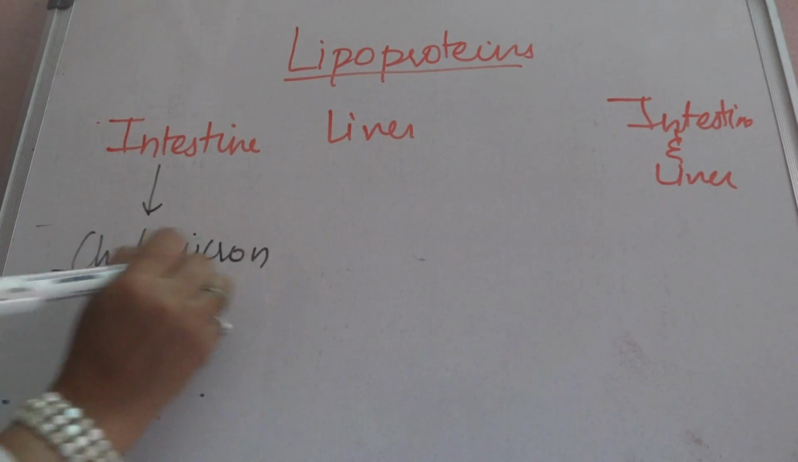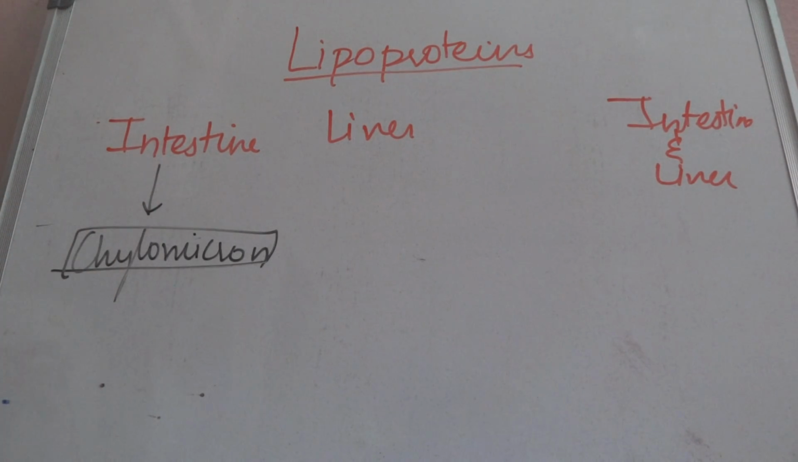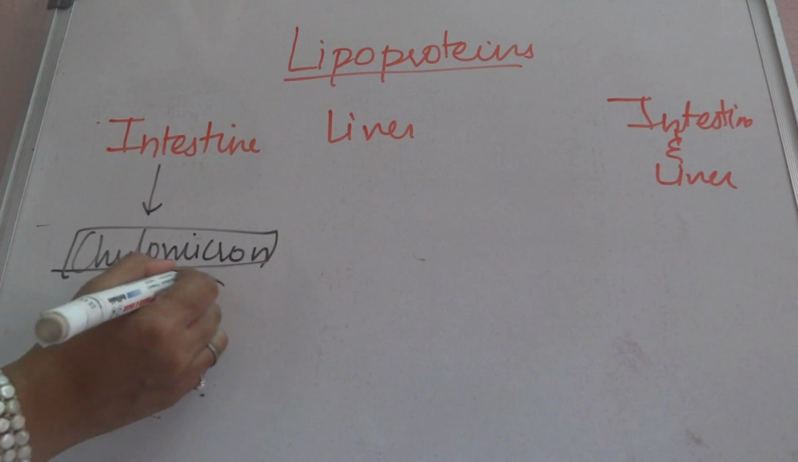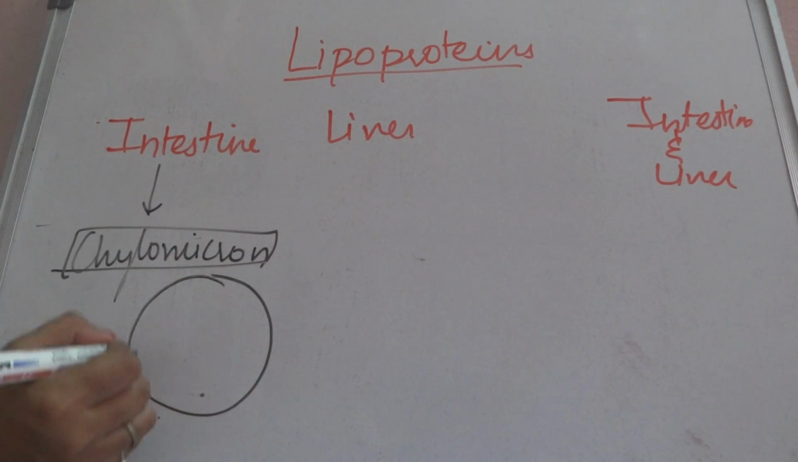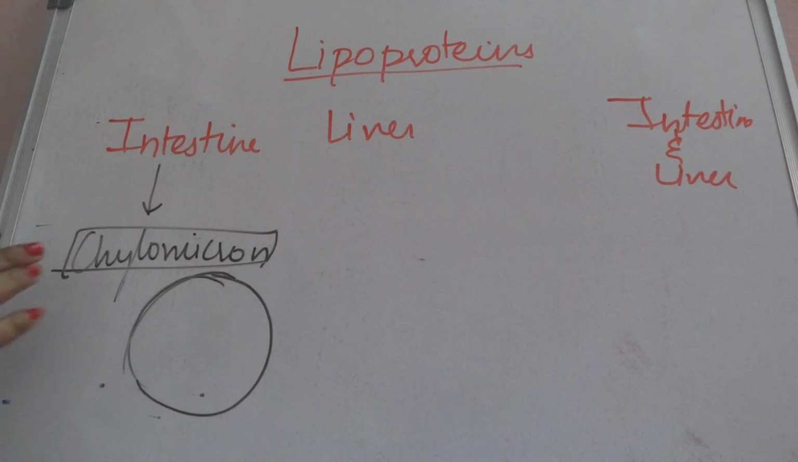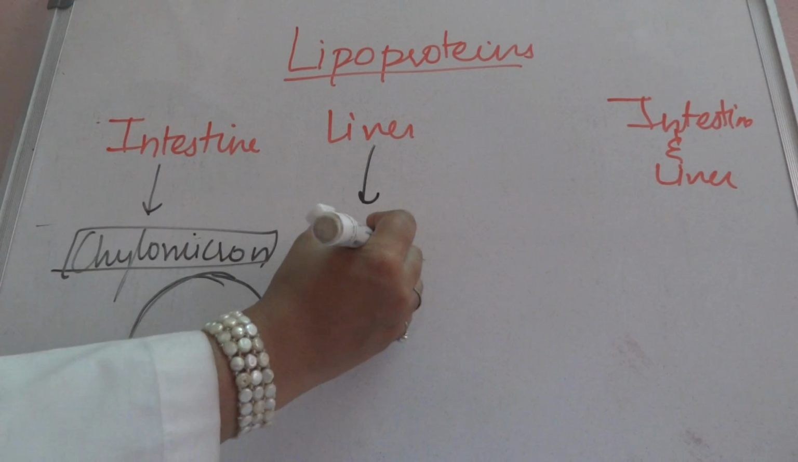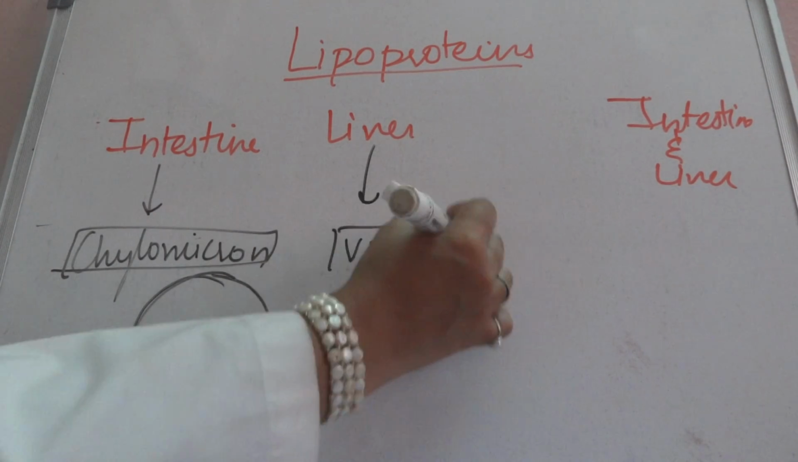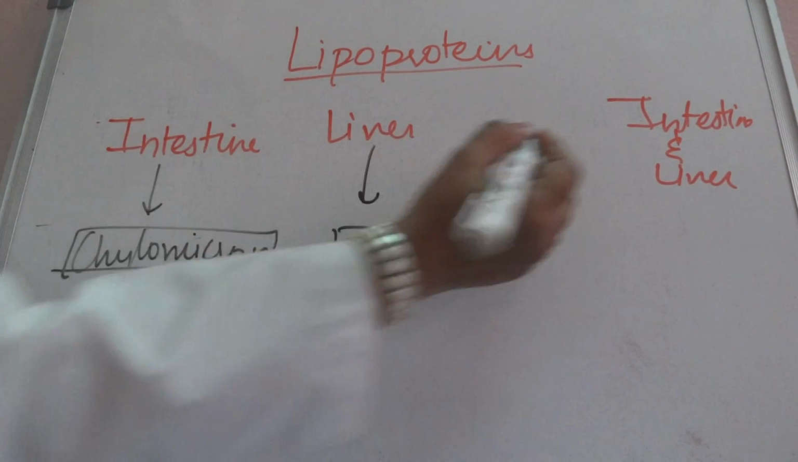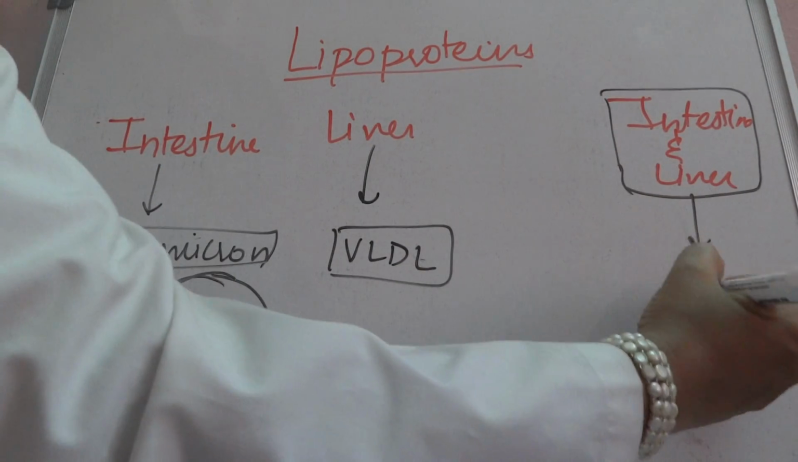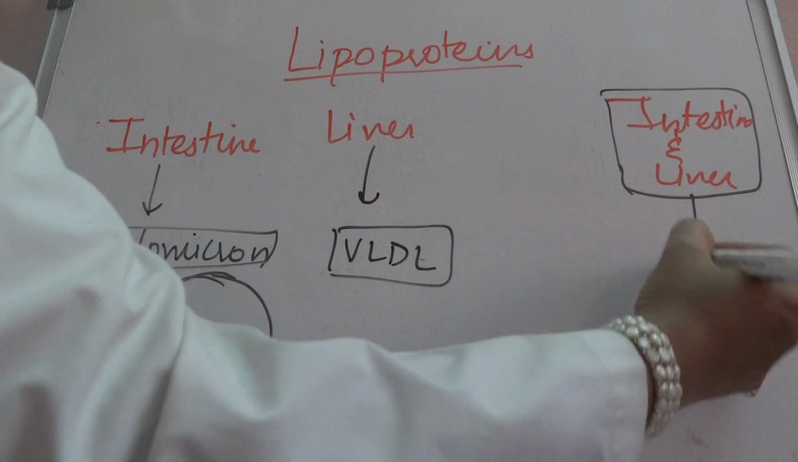The name of the chylomicron, it is a big name. The rest are all three alphabets. So chylomicron is also big in structure. Okay, so this is important to remember. Chylomicron, liver will form very low density lipoprotein, and intestine and liver will form together HDL, high density lipoprotein.